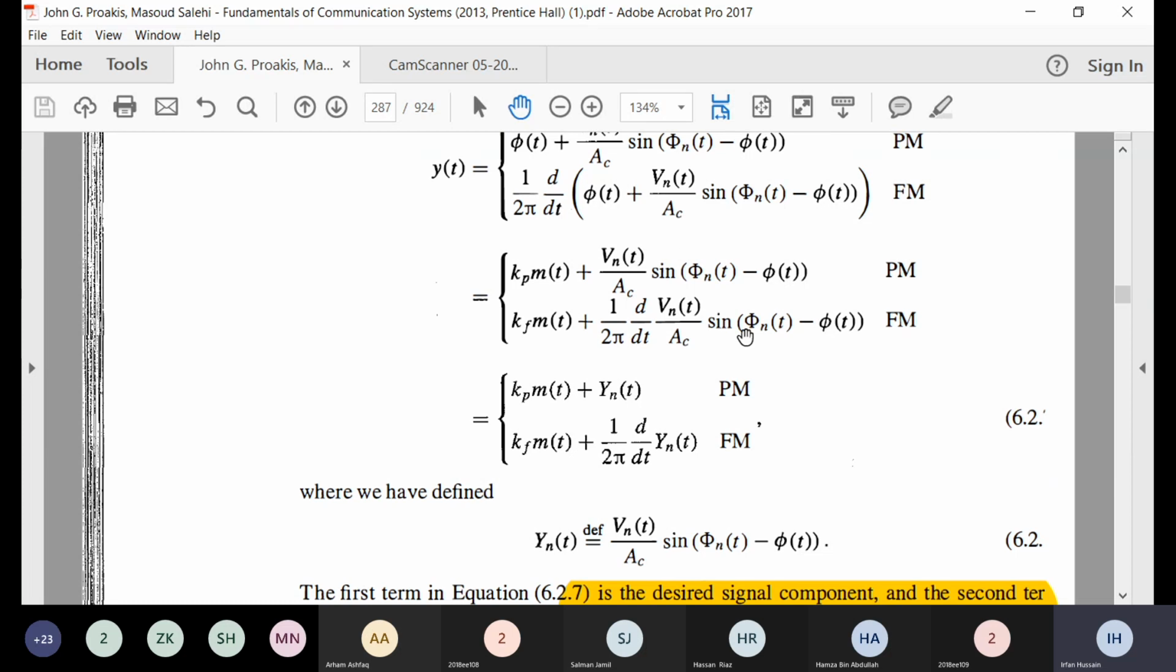So I can call this term y n t. So I'll just replace this by y n t. This is also y n t. This will be 1 over 2 pi d by dt y n t derivative.